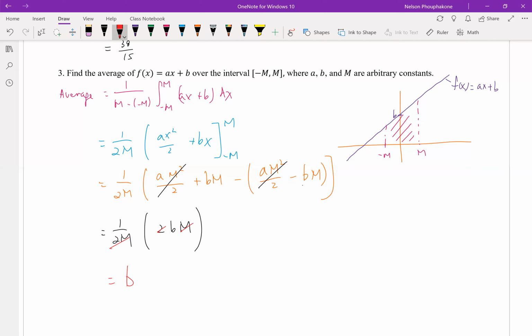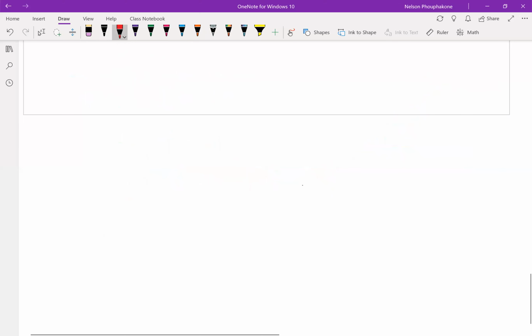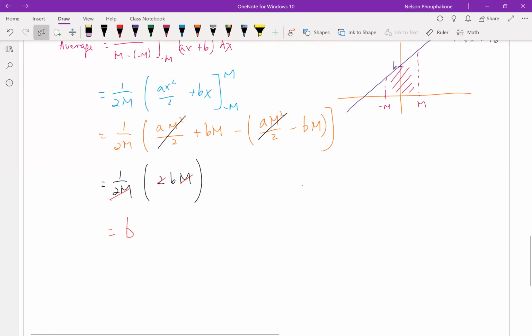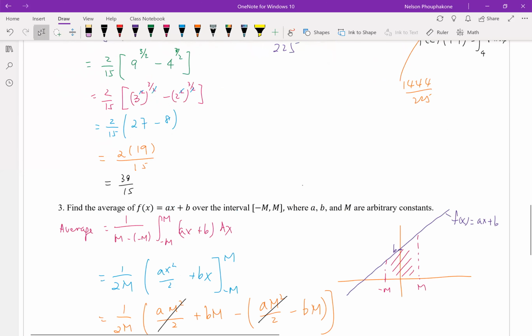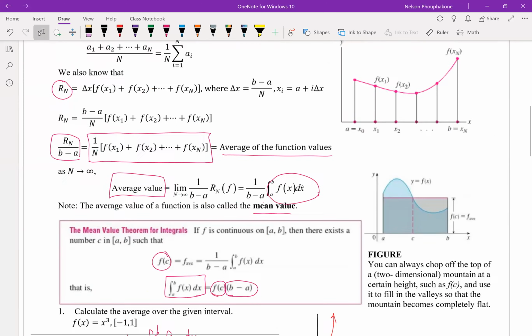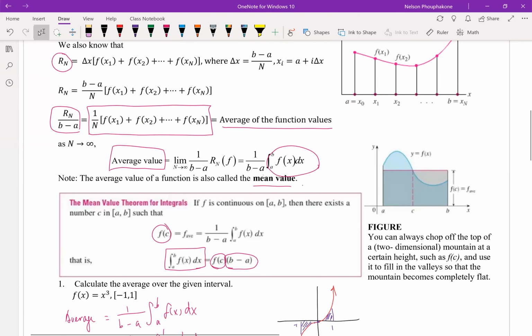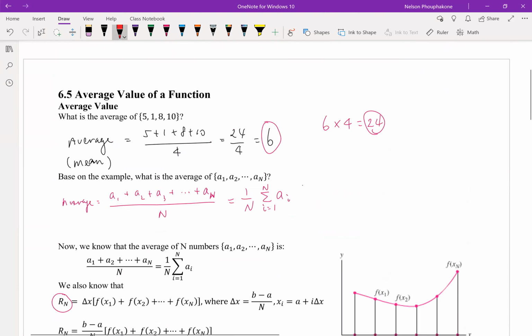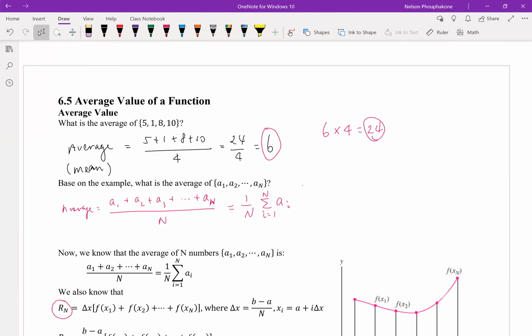This is true, right? If b is the average, then multiplied by the interval between negative m and m, which is the total area in this case right here. So this is the idea about finding the average. Basically this is the formula to use for the average value of a function. Okay, thank you.